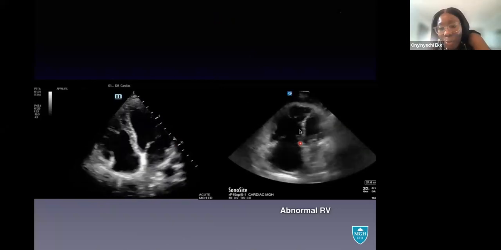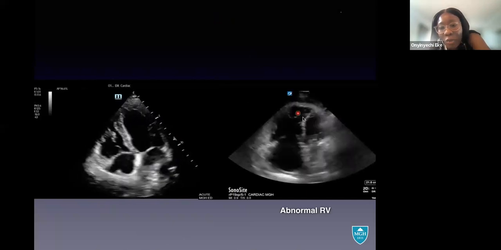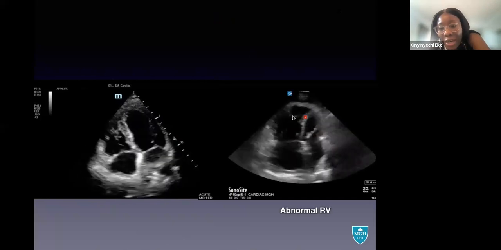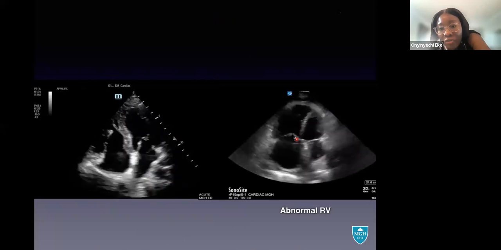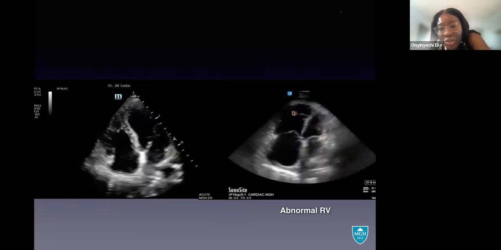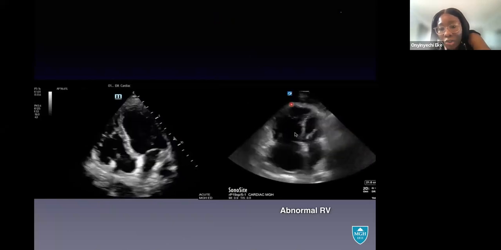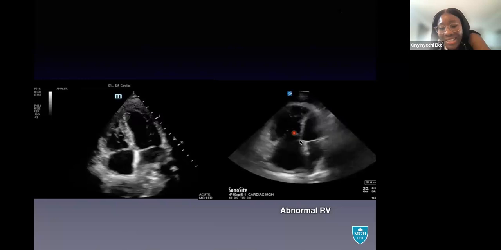Why is it abnormal? We already identified this as the right side because we have the moderator band that comes across here. We see that the tricuspid valve is apically displaced, right? And then here, this right ventricle just looks large, much larger than the left side.